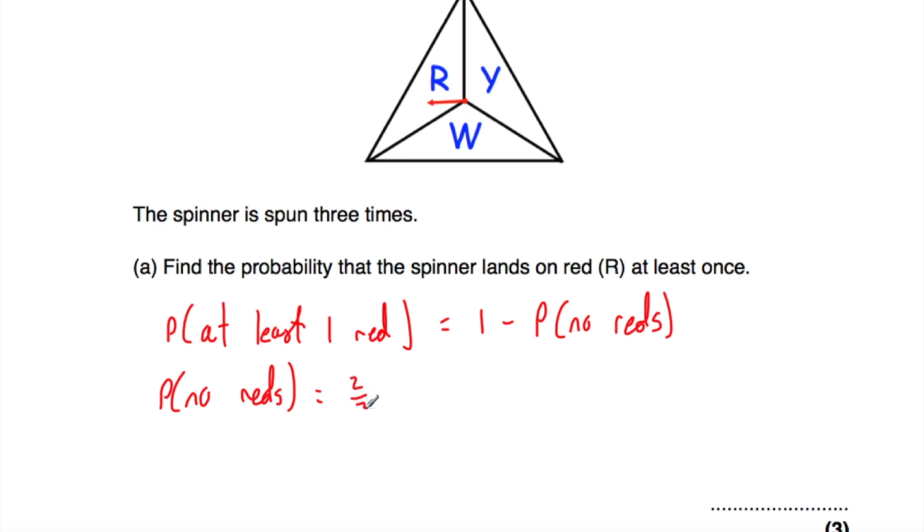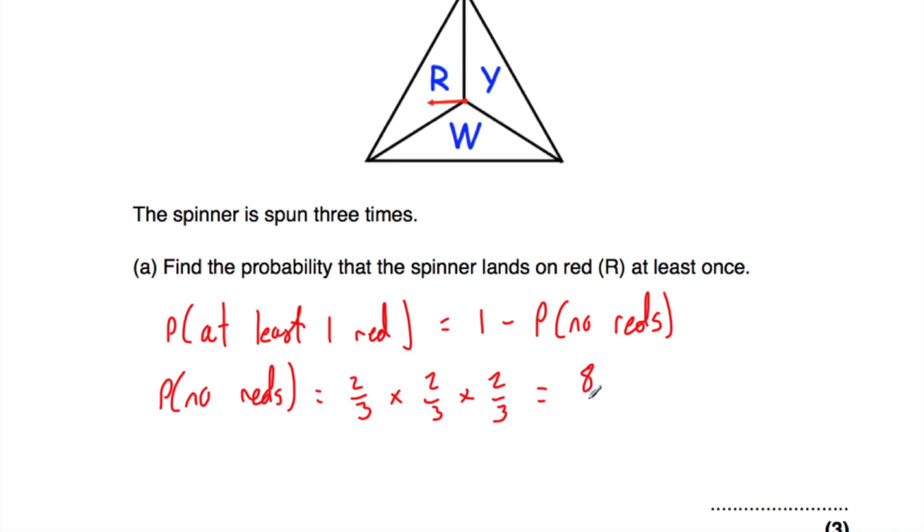So 2/3. And then we're going to spin the spinner again, and then the probability of it not landing on red again will be 2/3. And then we spin it 3 times, so it's spun again, so then the probability of it not landing on red again will be 2/3. So if we want to find the probability of no reds, we're going to do 2/3 multiplied by 2/3 multiplied by 2/3. So let's do that. 2 times 2 is 4 times 2 is 8.